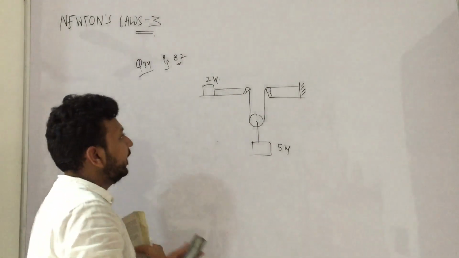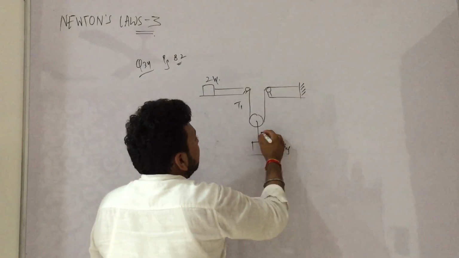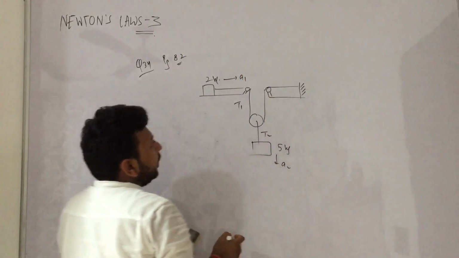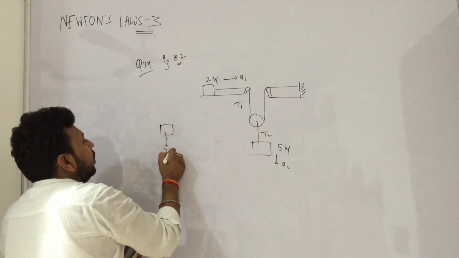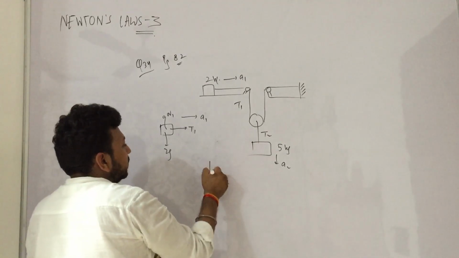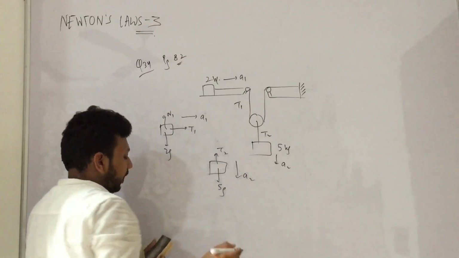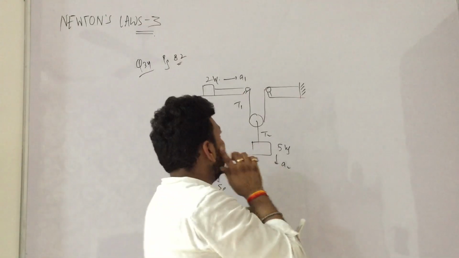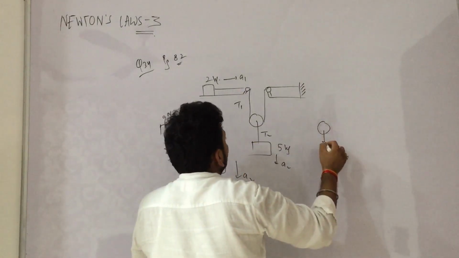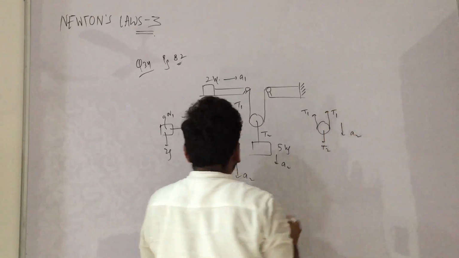So again, simple way. This is one string. Tension here is T1. This is another string, tension is T2. Let us take acceleration A1, and acceleration A2. What will be the FBD? 2G, N1, T1, acceleration A1. For this, 5G, T2, acceleration A2. If you have any problem, you can write in the comments, we will discuss. And for the pulley, T2, T1, T1 and acceleration is A2.